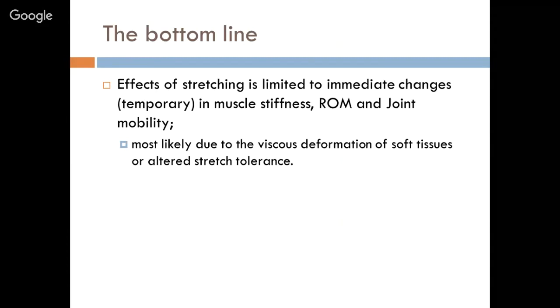The bottom line of the current studies' findings is that the effects of stretching are limited to immediate changes. That's the short-term changes that we see in muscle stiffness, range of motion, and joint mobility. It could be due to mechanical deformation, but we know that the mechanical deformation explanation doesn't fit much, or more likely it is due to altered stretch tolerance or the neurological adaptation that takes place. So the effects are short term, often explained by neurological adaptation that takes place.